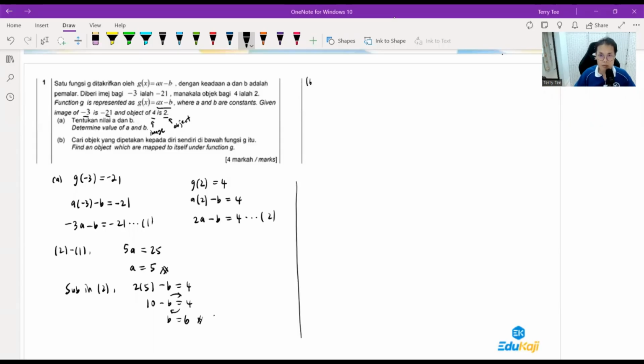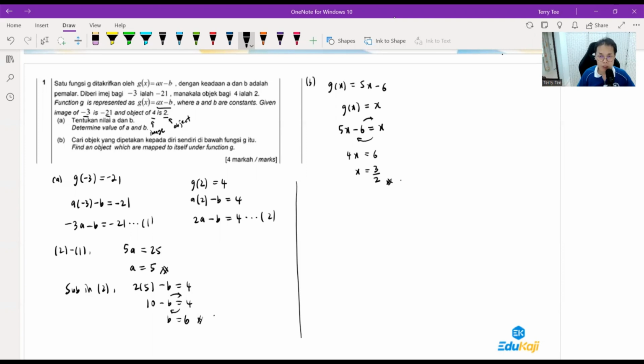Okay, let's continue with part b. You're supposed to find the object that is mapped onto itself under the function g. Now that I know my a is 5, my b is 6. An object is mapped onto itself when your image g(x) is the same as your object x. So here we let 5x minus 6 equals x. Let's bring this over, 5x minus 1x is 4x. -6 bring over, you get positive 6. x is therefore 6 over 4 or 3 over 2.